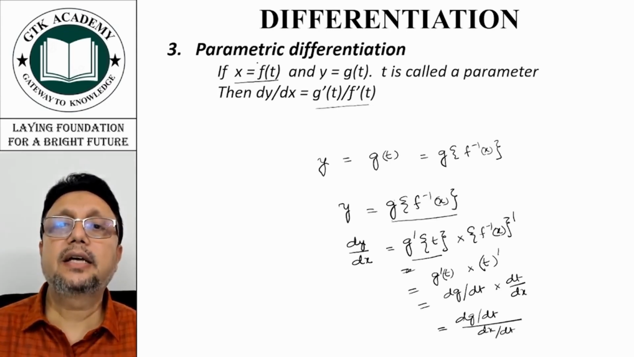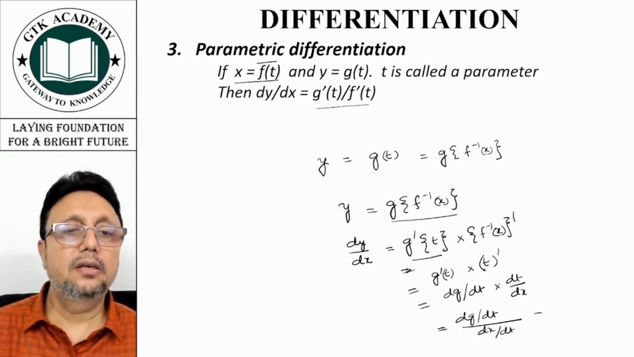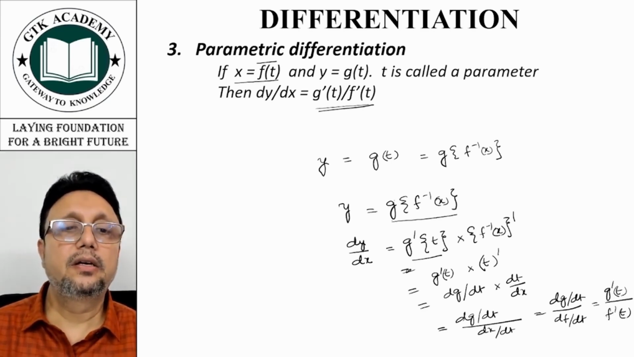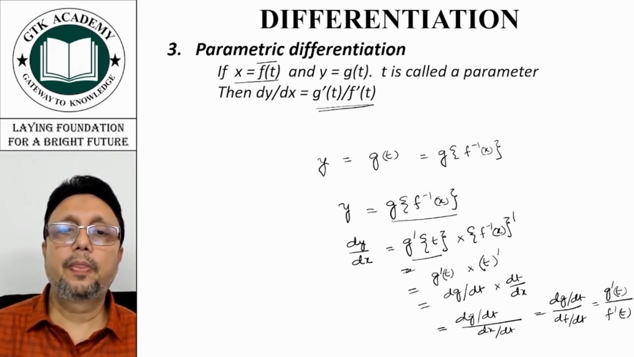Now what is x? x is f of t. dg upon dt and df upon dt, which is equal to g dash t upon f dash t. So that's how we get this formula. Hope you are clear with this.